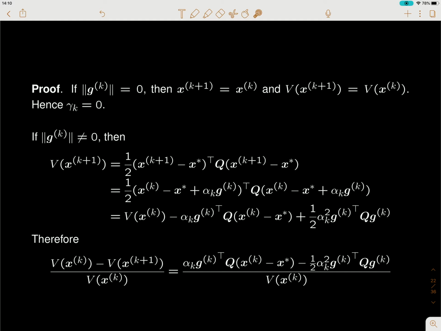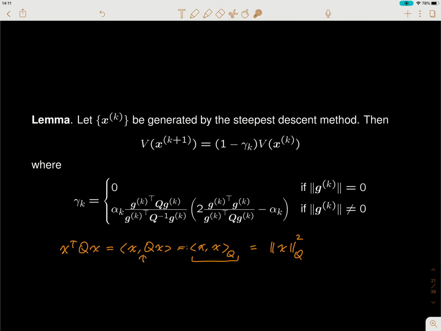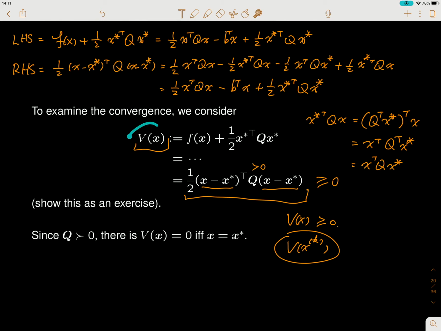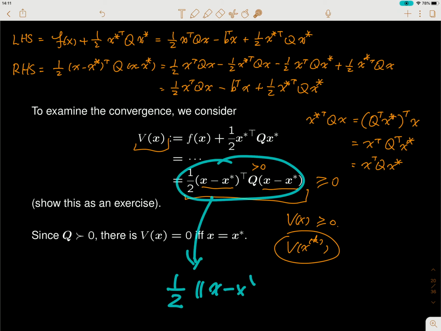And by the definition of the v function, we showed that v of x is just the half of x minus x star squared. Right? v of x is just the half of this, which, as we introduced earlier, is like the half of the squared Q norm of x minus x star. Right? So this whole thing here is just 1/2 of the Q norm squared of x minus x star.